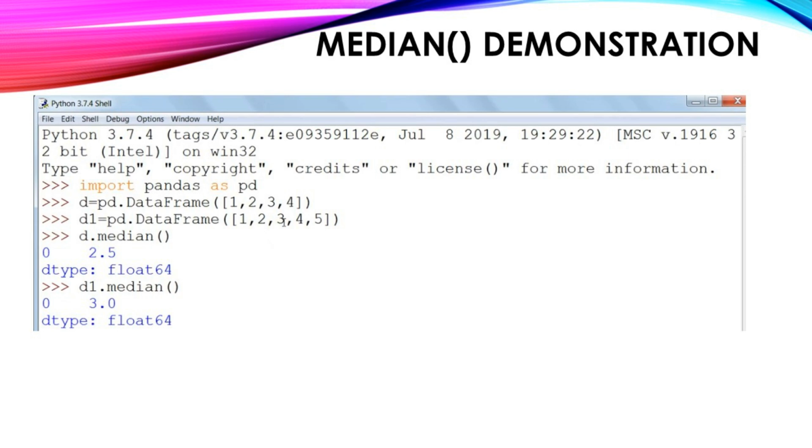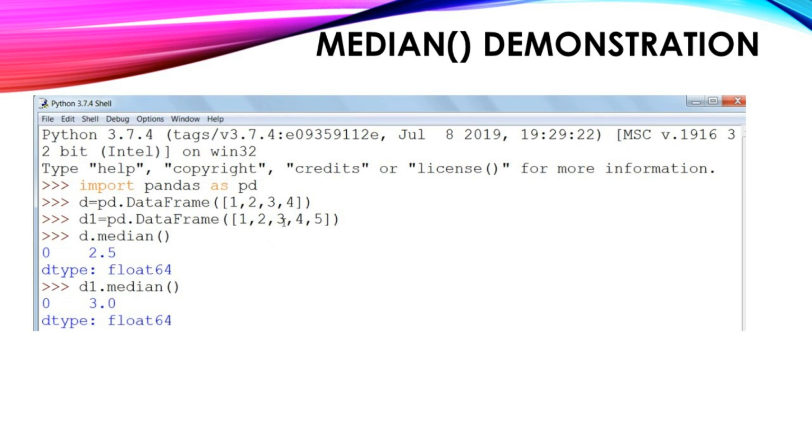Firstly we shall see how to find the median of an odd number of elements. Now in my second data frame, that is d1, 5 elements are there. So the middle position or the center position is 3. So the output of d1.median is 3.